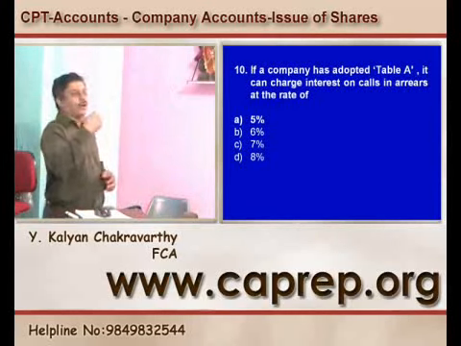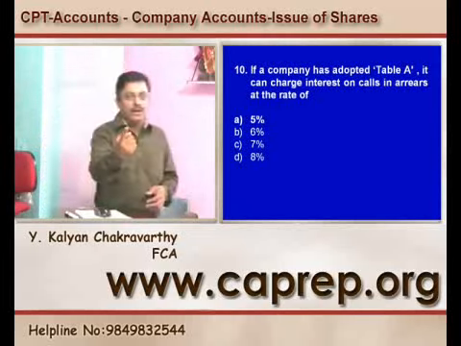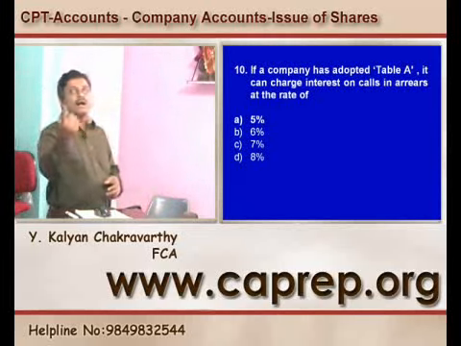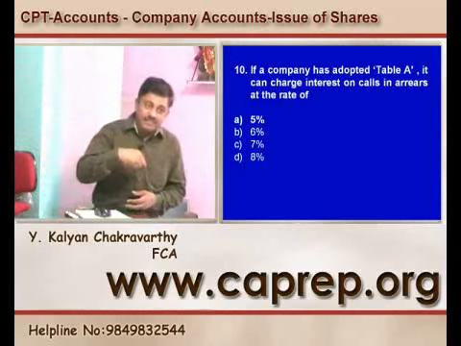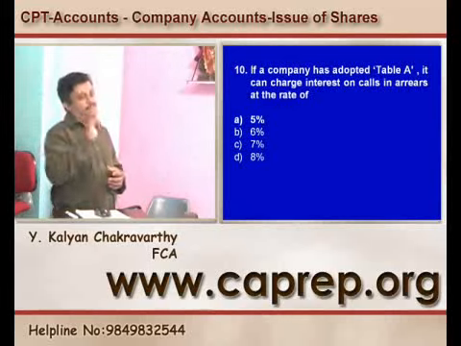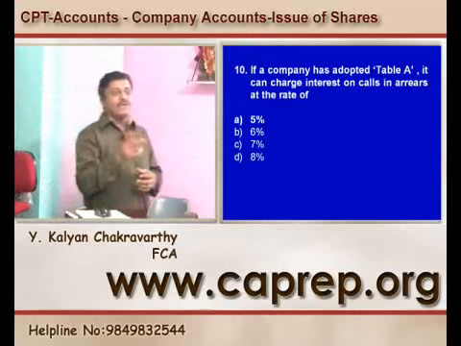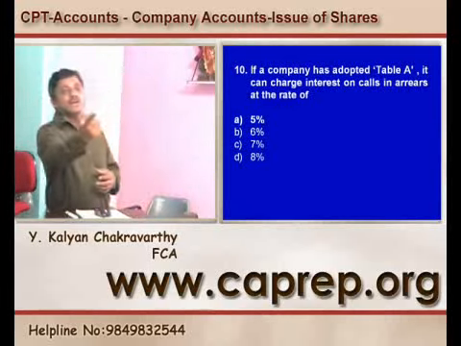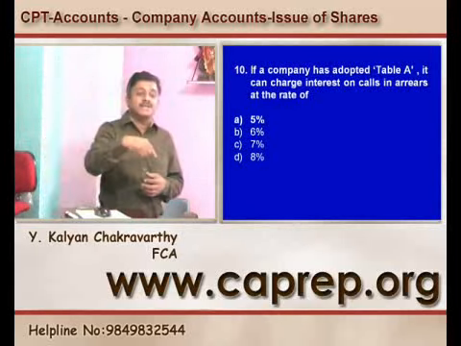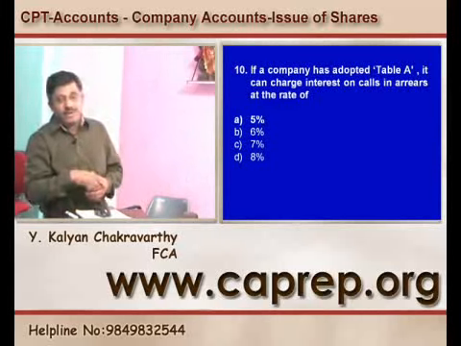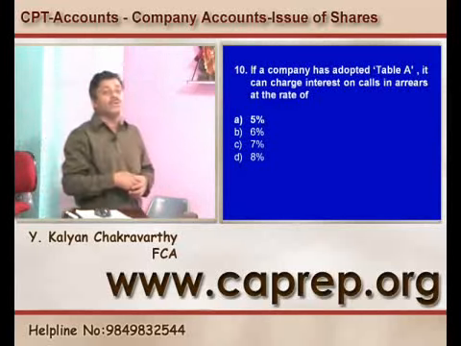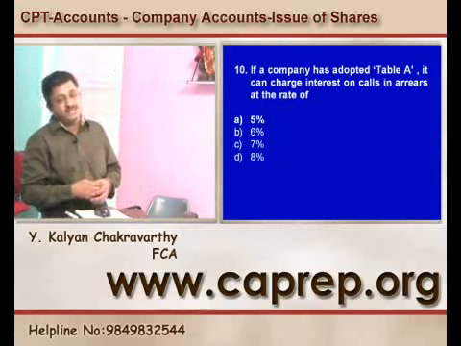I am a company, I am making a call. And you are a shareholder, you are not paying it in time. Then how much interest can I take from you? 5%. The other way around, if you paid the calls in advance, then your money is there with me. So the interest that the company needs to pay you is 6%.